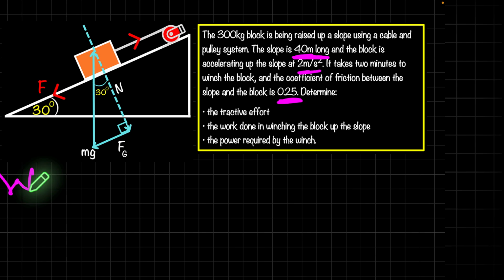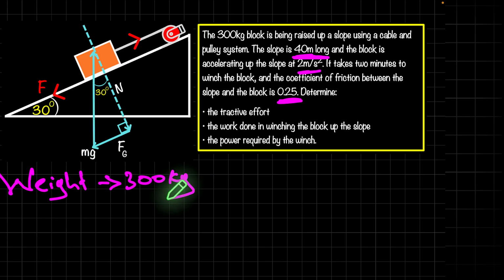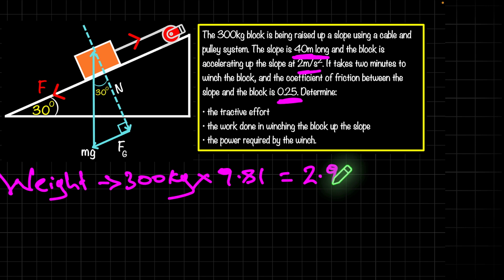So the first thing that we can work out here is the weight of the block. We know its mass is 300 kilo. So if we multiply 300 kilo by gravity, which is 9.81, then that's going to give us the weight. So that's the mass times gravity bit. And this turns out to be 2.94 kilonewtons, or we can just write it as 2.94 times 10 to the power of 3.